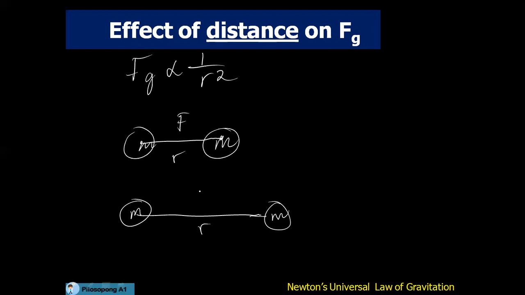Since we double the distance, and this is an inverse square proportionality, that will decrease by a factor of 4. So that will become 1/4 F. So it will decrease by a factor of 4.